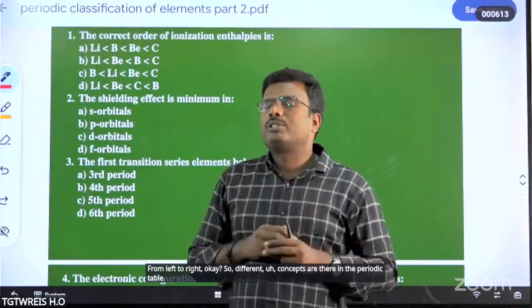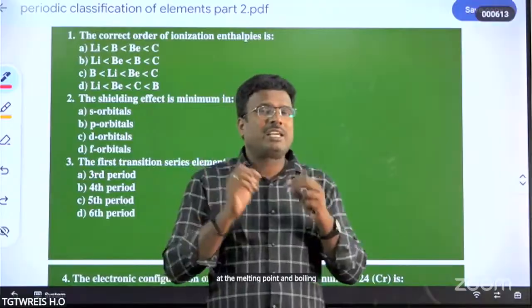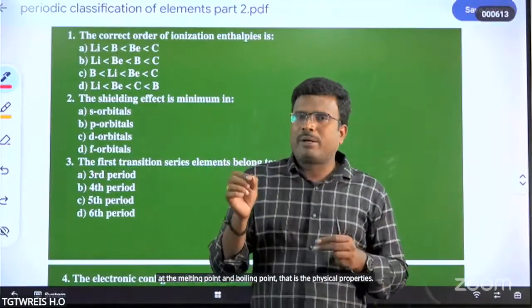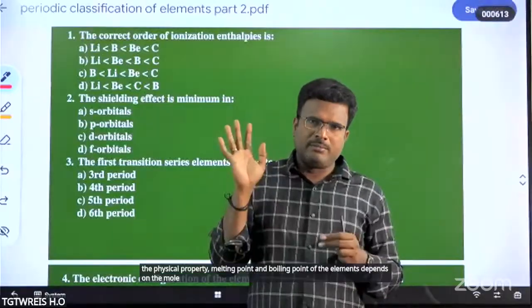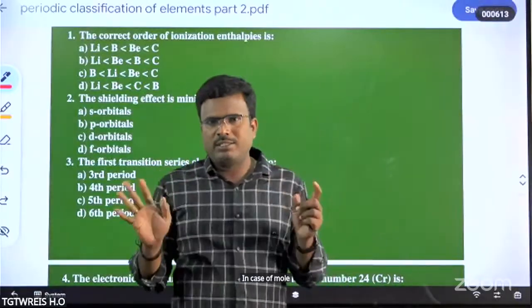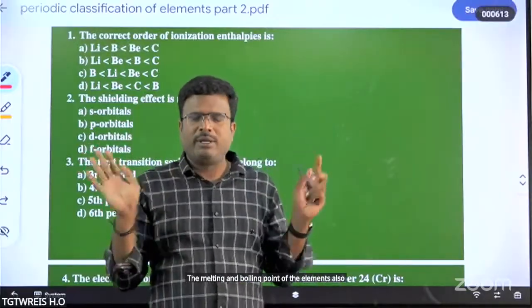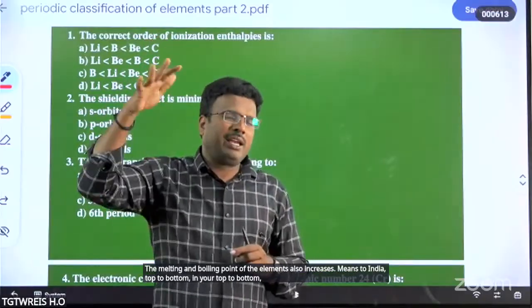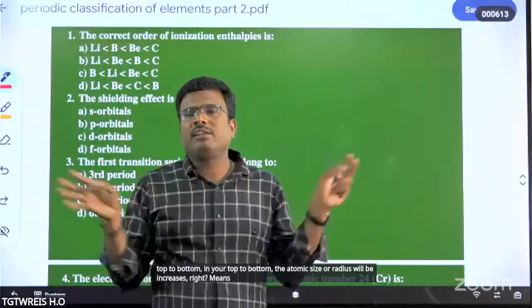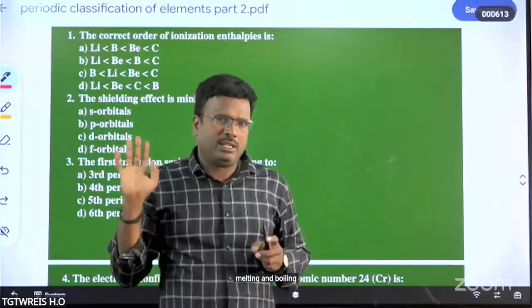To remember one most important thing: melting point and boiling point are physical properties. The melting point and boiling point of the elements depend on the molecular weight. As molecular weight increases, the melting and boiling point of the elements also increase. From top to bottom, the atomic size or radius increases, right? That means molecular weight increases. That's why the melting and boiling point of the compounds also increase.